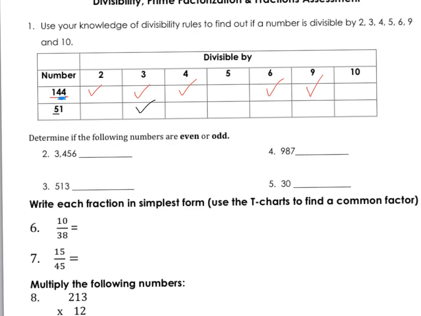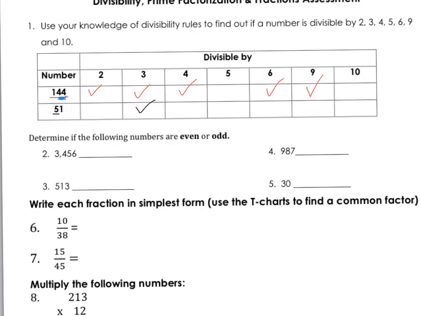Is it divisible by 9? Well, 5 plus 1 is 6. 6 isn't divisible by 9, so 51 is not. And 10, does it end with a 0? No. Number 2. Determine if the numbers are odd or even.